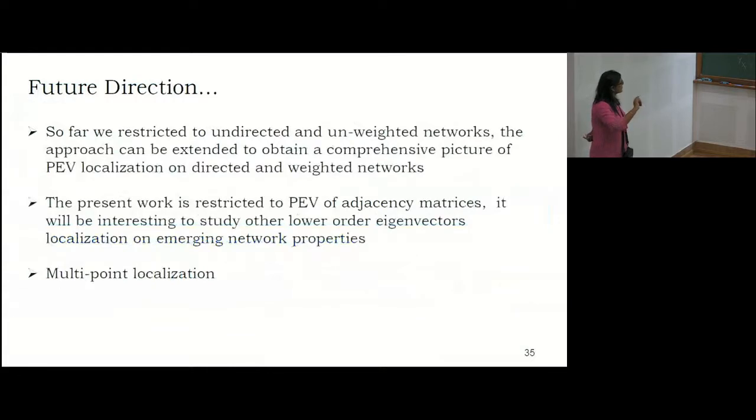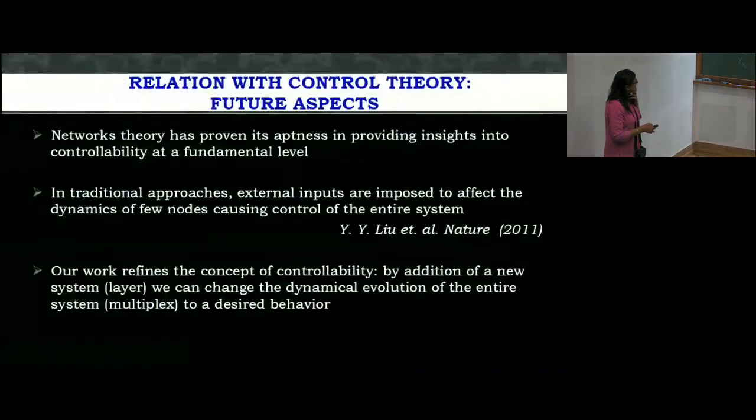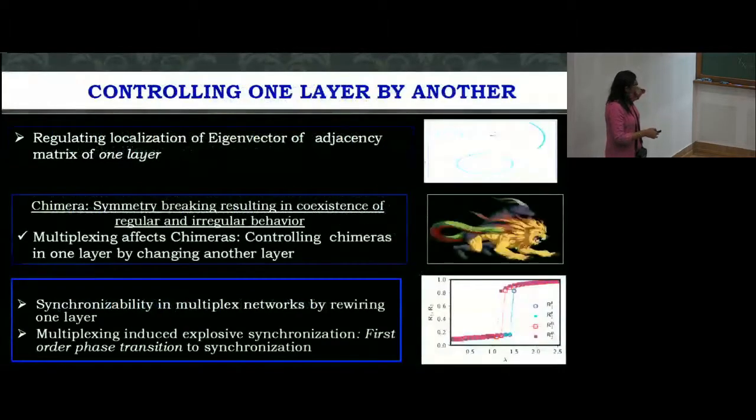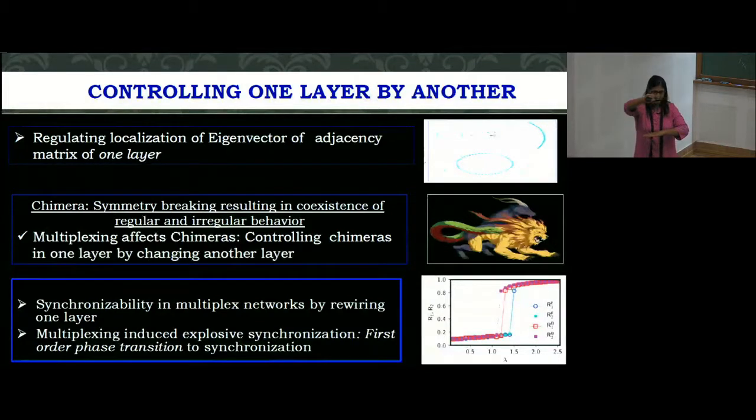For future directions, we have only considered undirected, unweighted networks, but it would be interesting to put in weights. Instead of rewiring, we can assign weights and see whether it can lead to localization, multi-point localization, for instance. There are also some works on control theory which I am skipping, but there is some work we have done on chimeras. Chimera is a very fascinating topic. I saw a very nice poster today from Professor Gupte's group on chimeras, and here we are talking about how a chimera in one layer can be controlled by tuning the structural properties of another layer. Then explosive synchronization also: again the same thing, how we can tune the property of this layer by changing one accessible layer. So that is the key message.